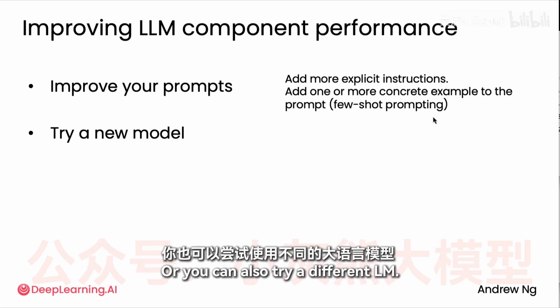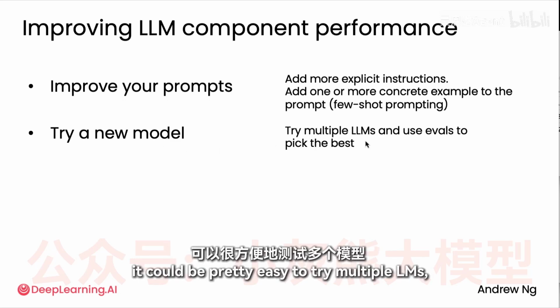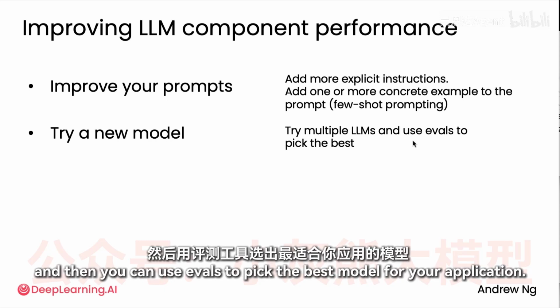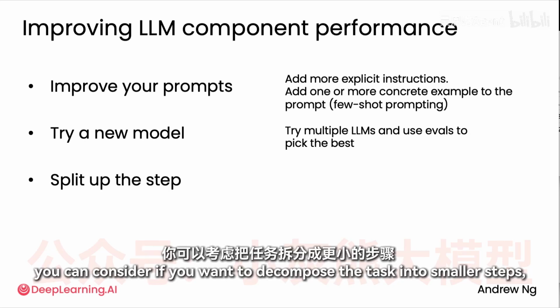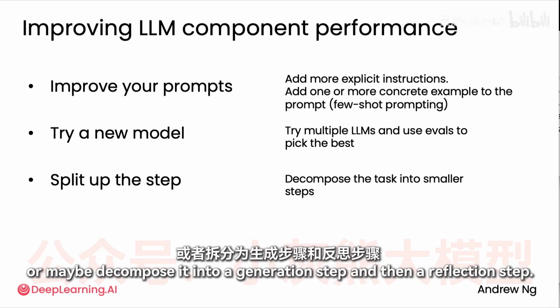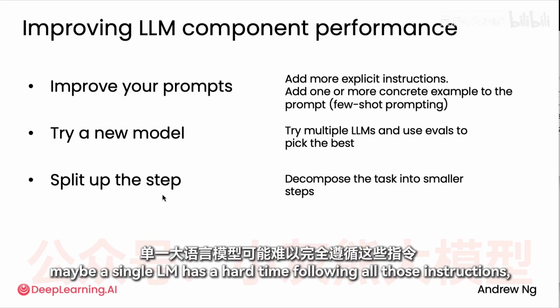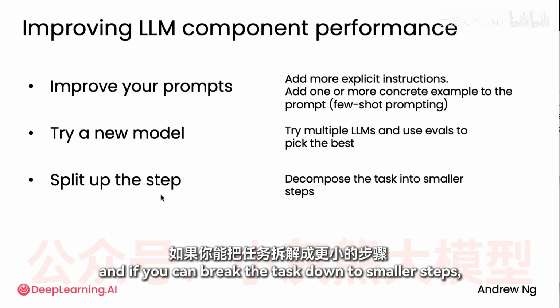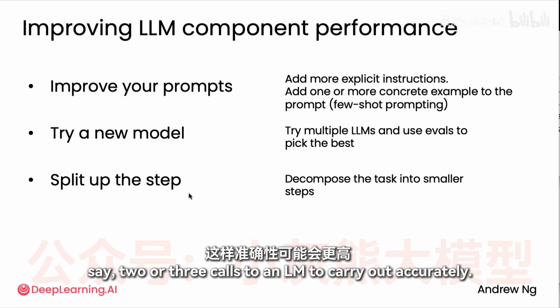Or you can also try a different LLM. So with AI Suite or other tools, it could be pretty easy to try multiple LLMs, and then you can use evals to pick the best model for your application. Sometimes, if a single step is too complex for one LLM to do, you can consider if you want to decompose the task into smaller steps, or maybe decompose it into a generation step and then a reflection step. But more generally, if you have instructions that are very complex all within one step, maybe a single LLM has a hard time following all those instructions, and you can break the task down into smaller steps. That may be easier for, say, 2 or 3 calls to an LLM to carry out accurately.